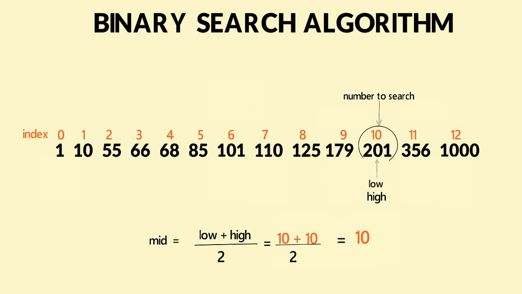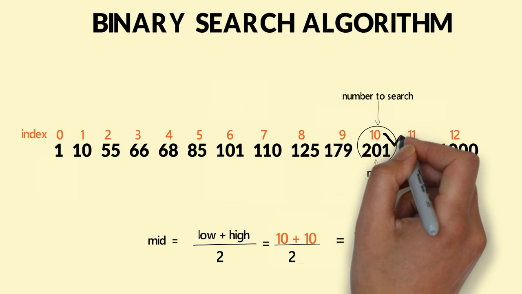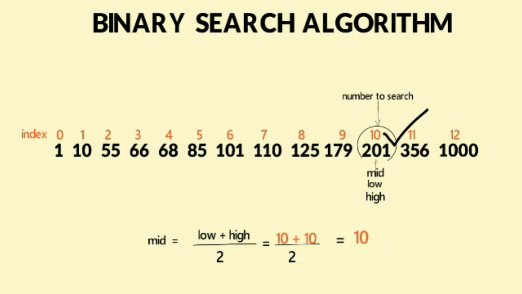So now we compare the element at mid with 201 and it is indeed the element we are searching for. And so this is how we find 201 using binary search.